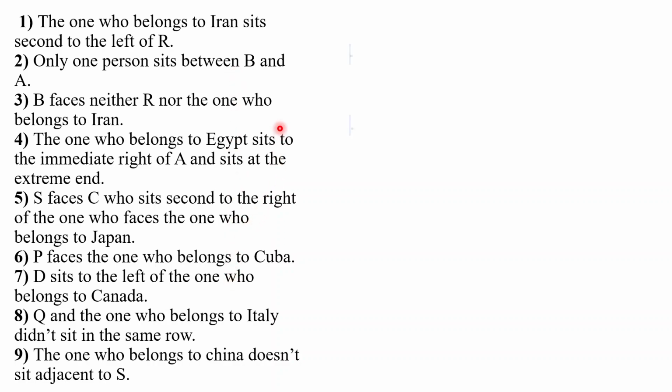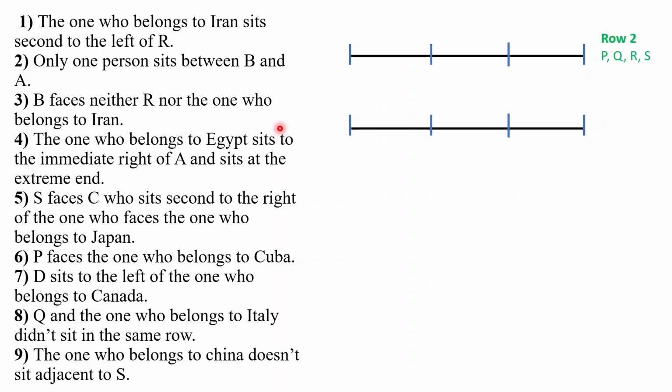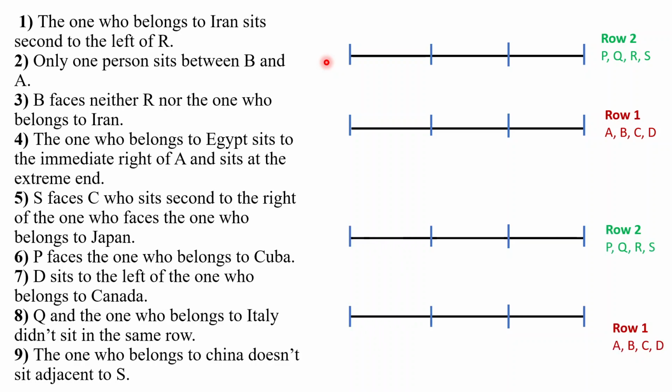First, we are going to draw the two rows. In row 2, P, Q, R and S are sitting, and in row 1, A, B, C and D are sitting. The people sitting in row 1 are facing north, and the people sitting in row 2 are facing the south. Since it is a seating arrangement, I am going to consider the second case also. Okay, I hope this much is clear to everyone, because this is the first format of how to solve the seating arrangement. Now, let's read the first clue.